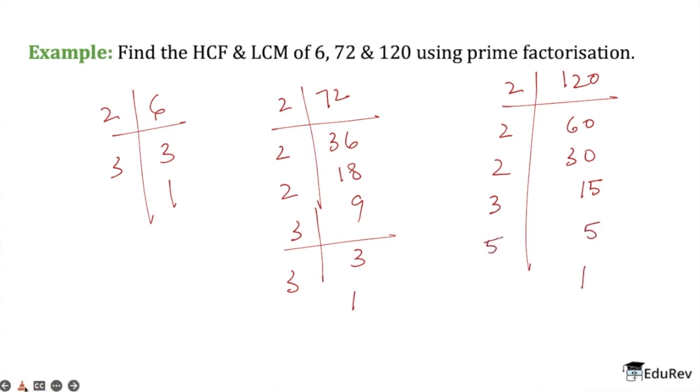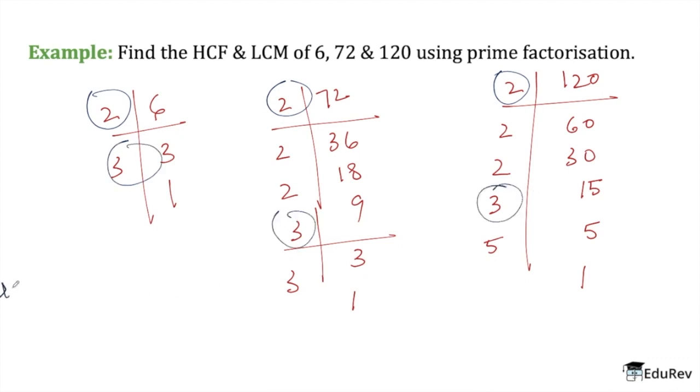Now I need to figure out the HCF and LCM of this. Now what is going to be the HCF? HCF is the highest common factor. So what's going to be the highest common factor? 2, 2 and 2 are common. 3, 3 and 3 are common. So that means the HCF is going to be 2 into 3. So HCF is going to be 6. Whereas LCM is the lowest common multiple. So the lowest common multiple is going to be 2, 3 times.